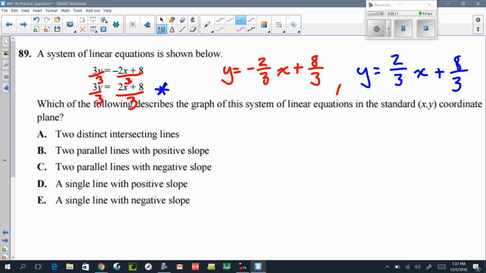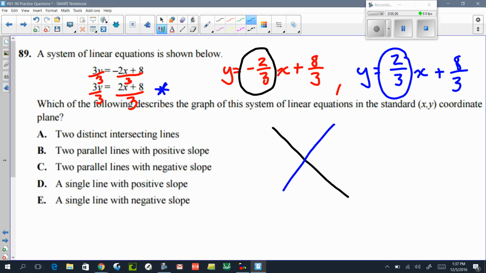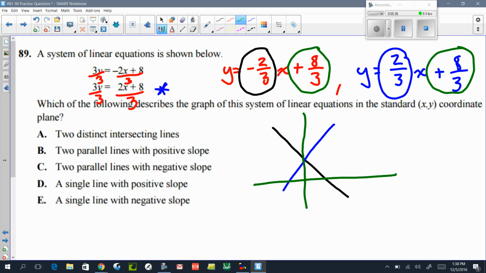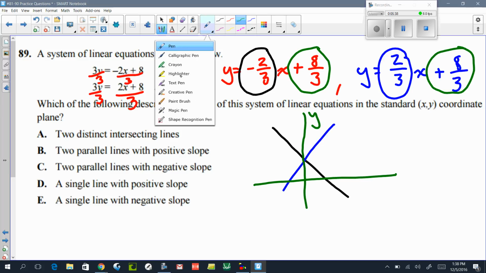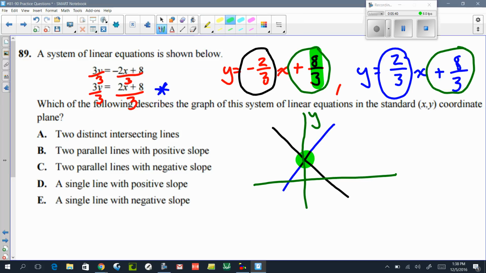We can very quickly look at this and see that the slope of these two lines is different. This has a negative slope, so it's going to be going downhill. This line here has a positive slope, so it's going to be going uphill. The y-intercept is indeed the same. So basically it's going to cross the y-axis at the same point. Because the y-intercept is the same, both cross the y-axis at the same place, but the slope is different, so one is going uphill, one is going downhill.